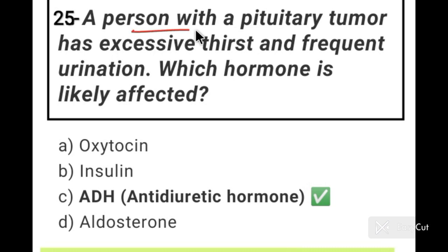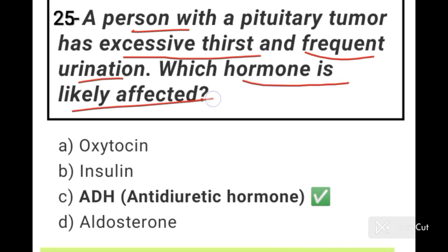A person with a pituitary tumor has excessive thirst and frequent urination. Which hormone is likely affected?